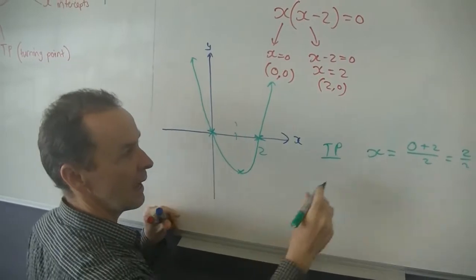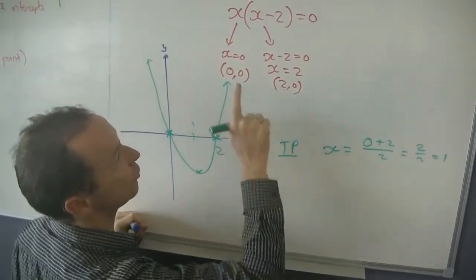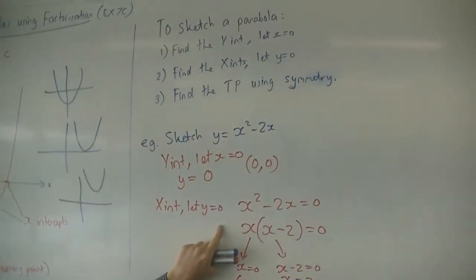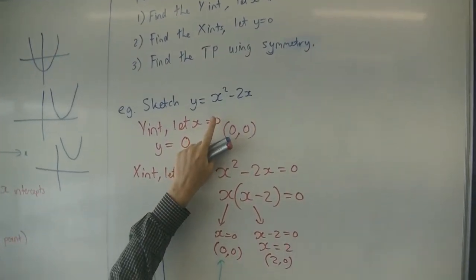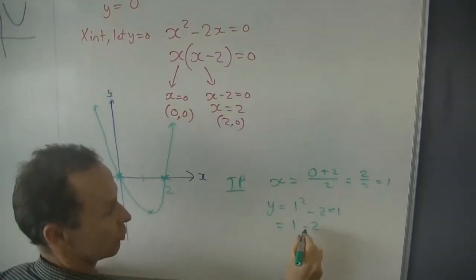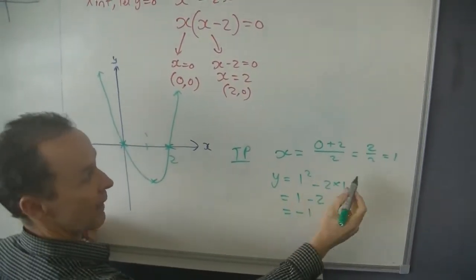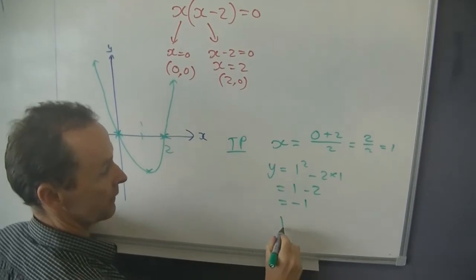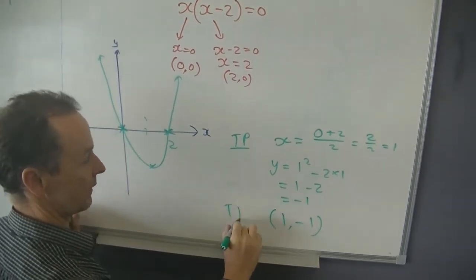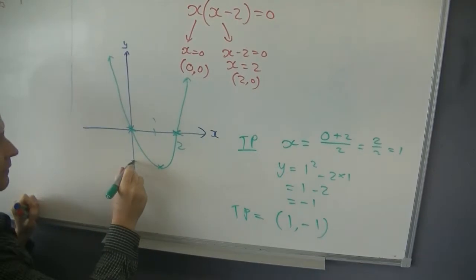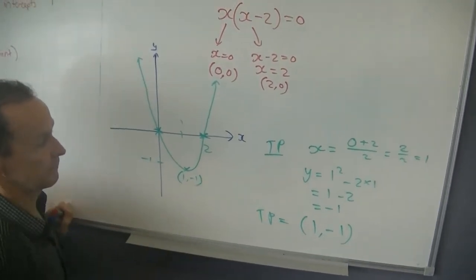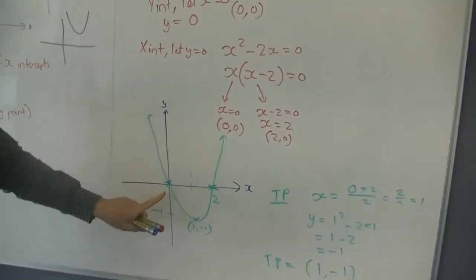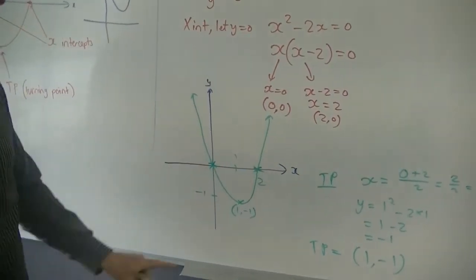Use common sense. How do you find the y value? You substitute x equals 1 into our equation. So we go y equals 1 squared minus 2 lots of 1. 1 squared is 1, minus 2, which is negative 1. So the y value of our turning point is negative 1. So our turning point is (1, negative 1). It's always a good idea to label it there. Excellent, and you're done. You've labelled your key features, your x-intercepts, your y-intercept, and your turning point. Alrighty, let's do another one.